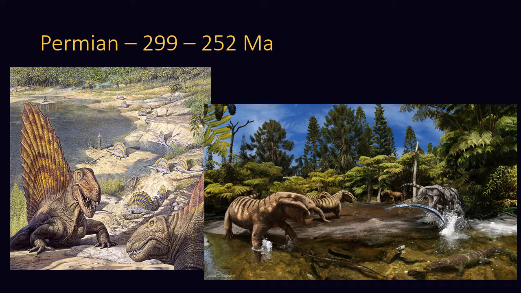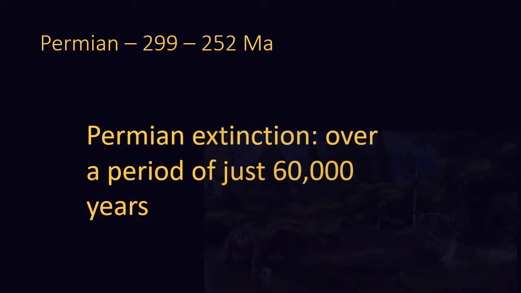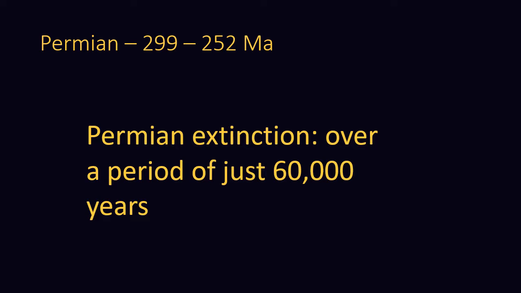If you look at these landscape reconstructions of the Permian, pretty much all the large tetrapods here are synapsids. Then at the end Permian, a big event happened. There was the largest mass extinction we've had in Earth's history, the end-Permian extinction, and it went really rapidly. We lost 95% of species really quickly.